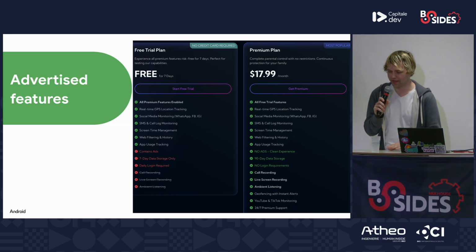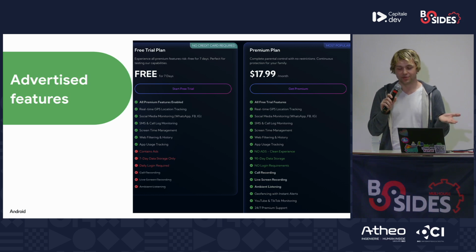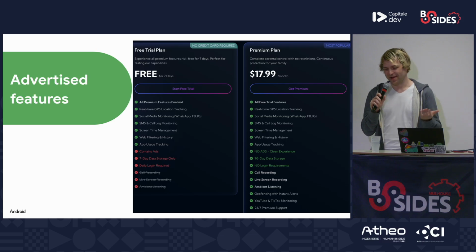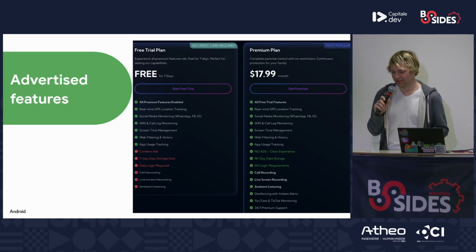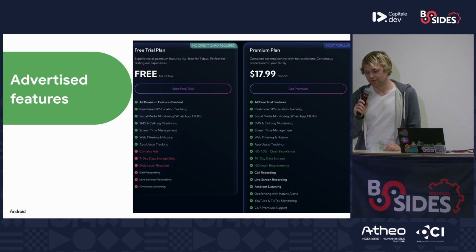There are different ways of advertising it. So there's usually real-time GPS location tracking. That's fairly, I would say, standard. Social media monitoring, that's a bit tricky. So what they usually do is they misuse accessibility permissions on Android.